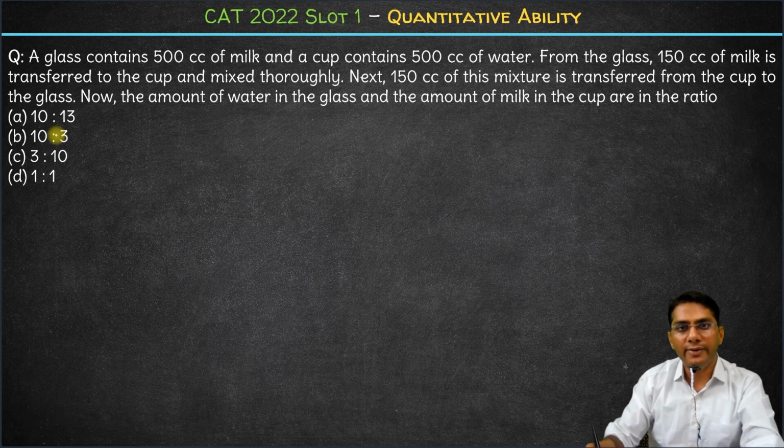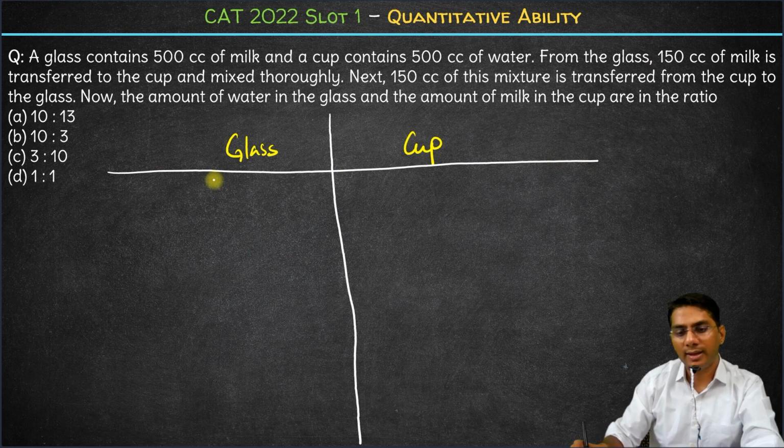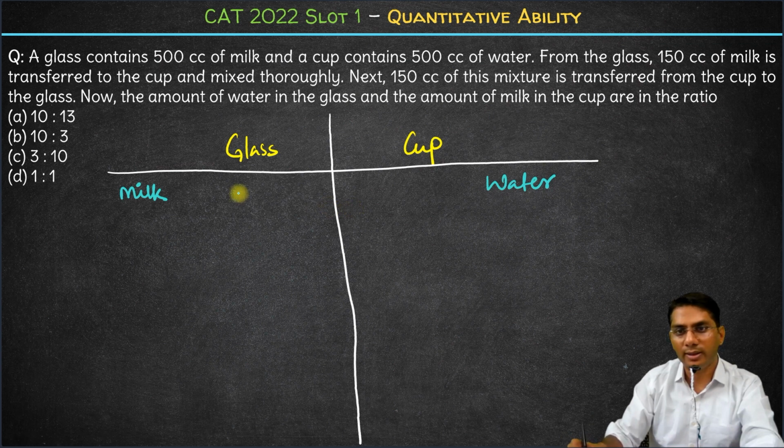Hi. Here we have a glass that contains 500 cc of milk and a cup that contains 500 cc of water. So you have a glass and you have a cup. The glass initially contains only milk and the cup initially contains only water. But milk and water both are getting transferred from one to the other. So ultimately both will have some milk and some water, right?